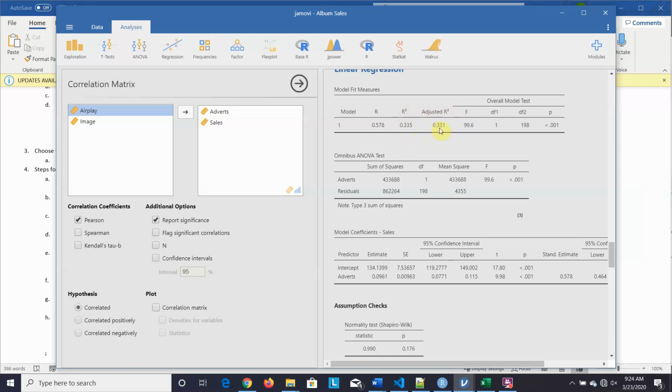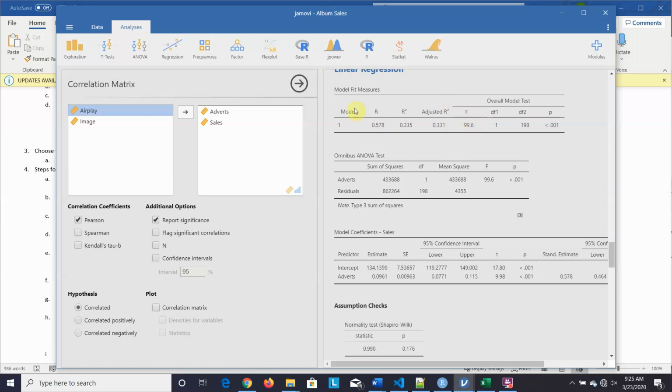We went ahead and got adjusted R squared, and we'll talk about that. When you have a lot of predictor variables, then this R squared number can get inflated and artificially high. And so you'll see that 0.335 is really close to 0.331. The more independent variables, the lower this adjusted R squared would be, and the more I would go with adjusted R squared because it's more realistic in telling us how much of our dependent variable we can explain with our independent variable, or what the association is.